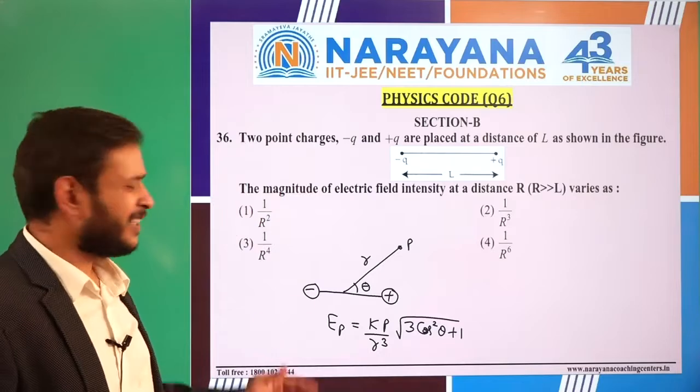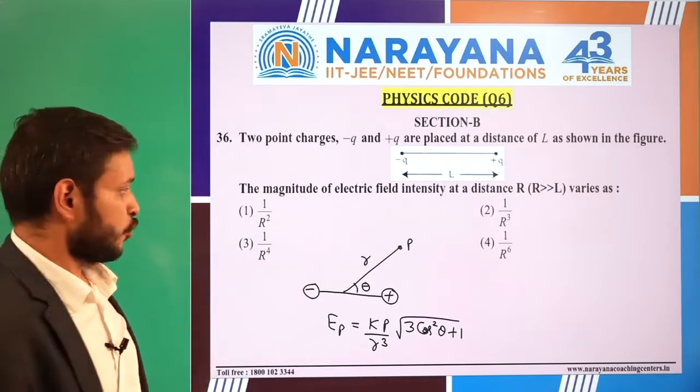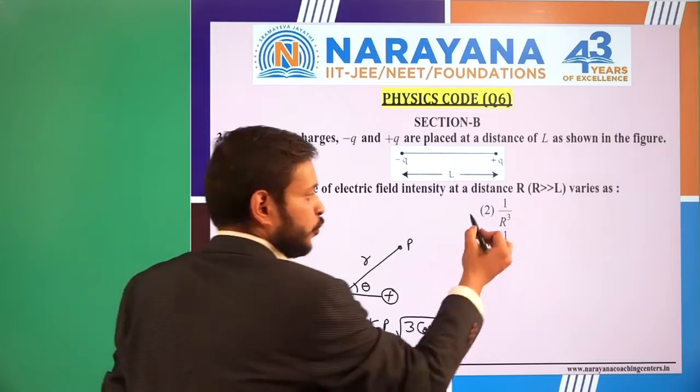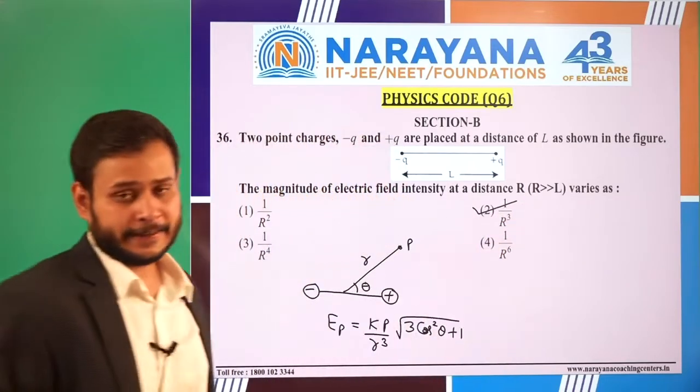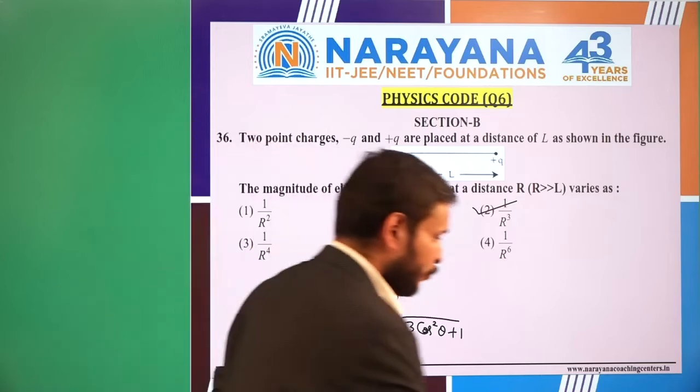But over here, they are just asking about the dependence of electric field intensity on distance. So over here, 1 upon R cube is there. So second option will be correct. 1 upon R cube. So this is question number 36. Let's just move to the next question.